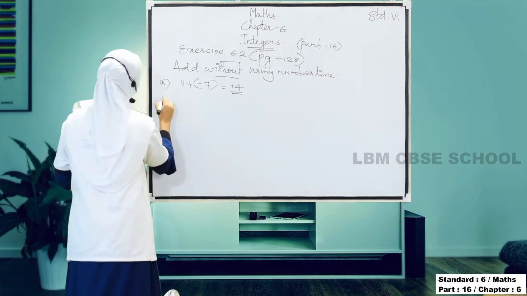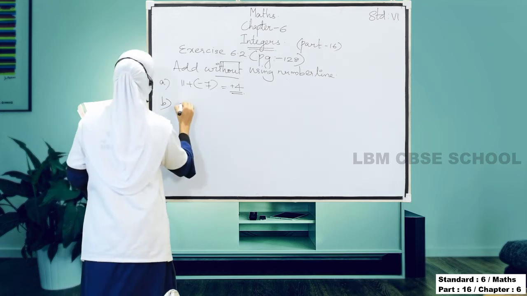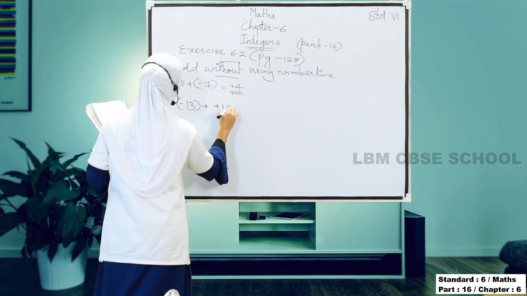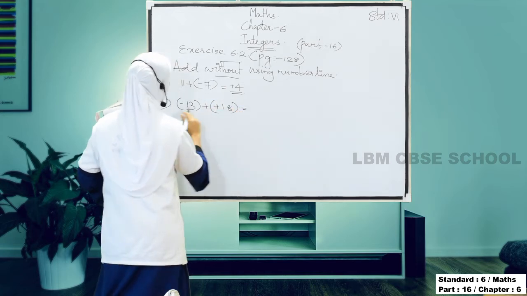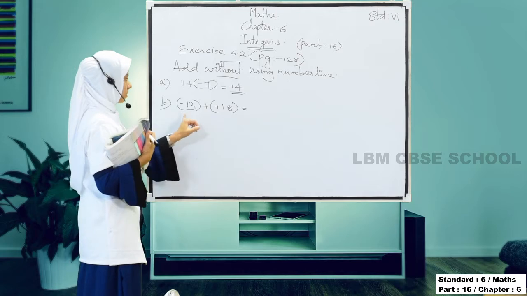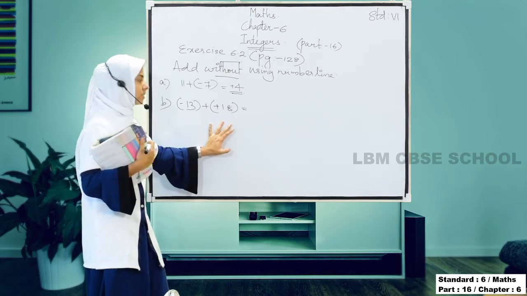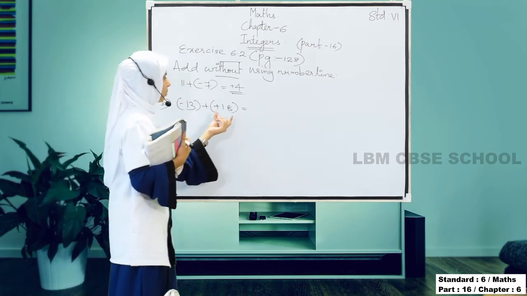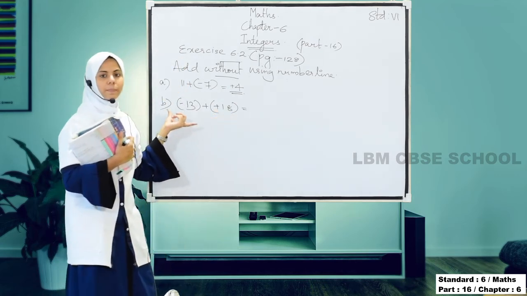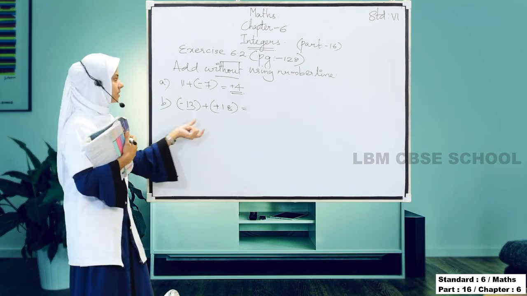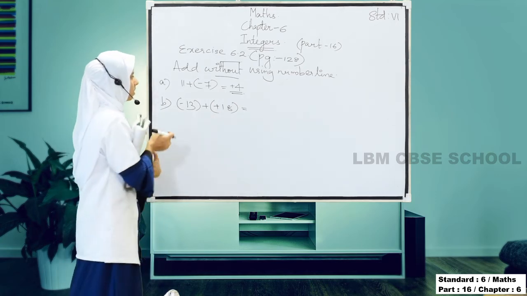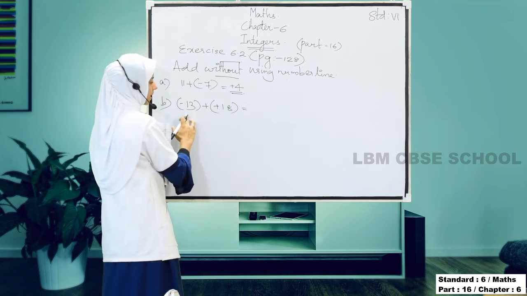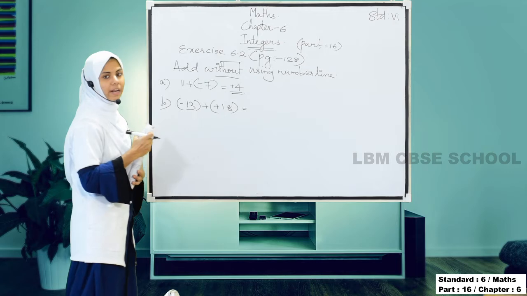Then sub question B, minus 13 plus 18. We have to add minus 13 and positive 18. Here also one is a negative number and one is a positive number. Then we have to subtract these two numbers and put the sign of the greater number. So here 13 and 18 are here.